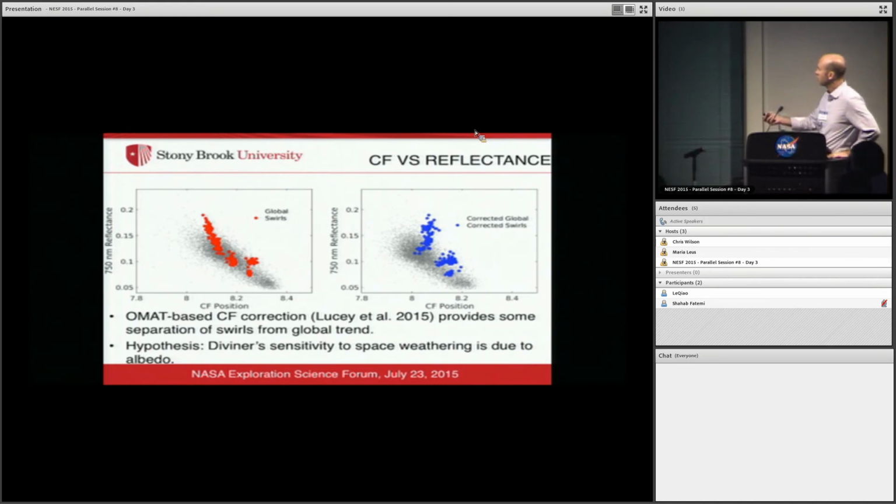When we do that for the global data set, we just see a general shift to shorter wavelengths, which is what we'd expect. The effect of space weathering on the Diviner CF is to shift it to longer wavelengths. So we see a shift to shorter wavelengths.